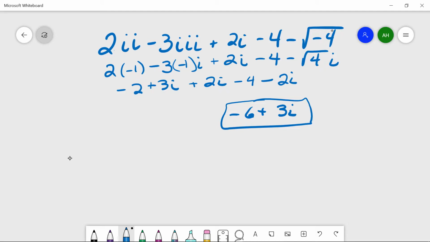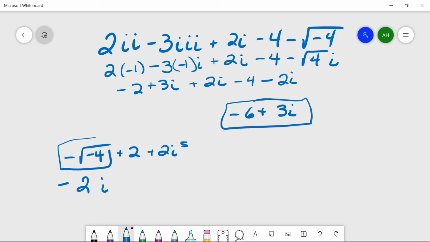All right. Let's look at another one here. If I have the opposite of the square root of negative 4 plus 2 plus 2i to the 5th. All right. That opposite of the 4, okay, so I'm keeping my opposite there, right? I'm going to make this negative sign be an i, and then the square root of 4 is 2. So this right here, the opposite of the square root of negative 4 is negative 2i. All right, and then I still have my plus 2.